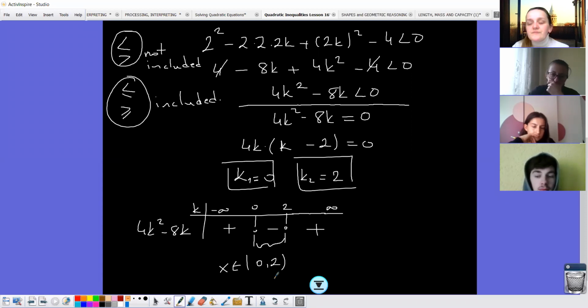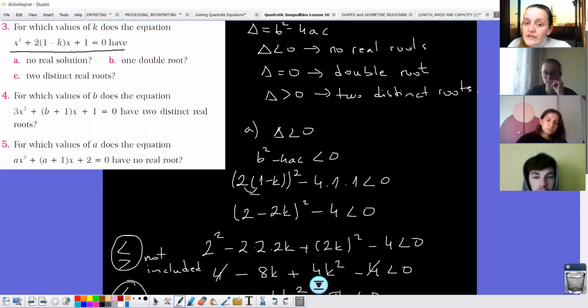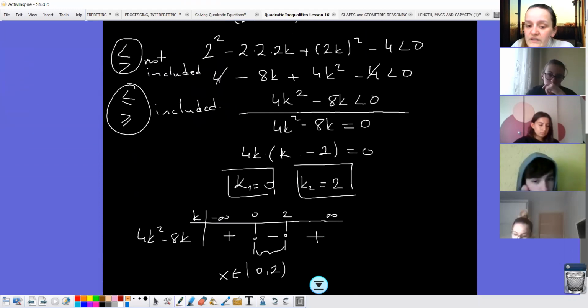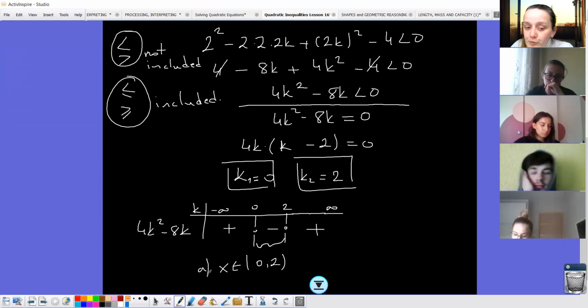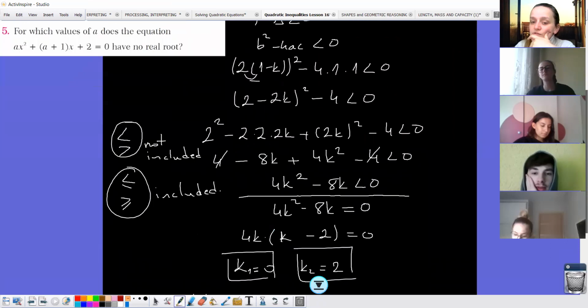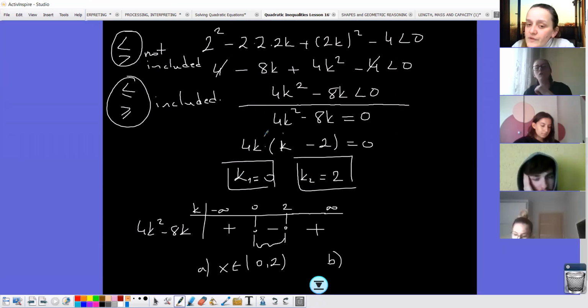Are we clear, guys? Yes. This one was the solution of only A, when it is less than 0. For B, you don't have to do all these operations. What is in B? One double root, when it is equal to 0. So here we found the values that make the discriminant 0. It is k1 equal to 0 and k2 equal to 2.